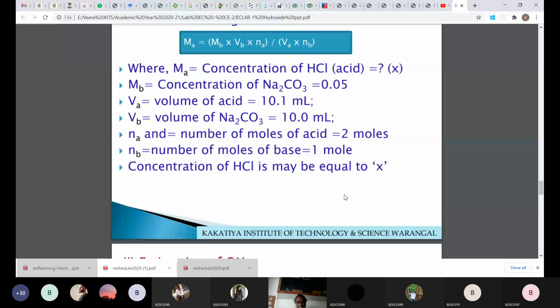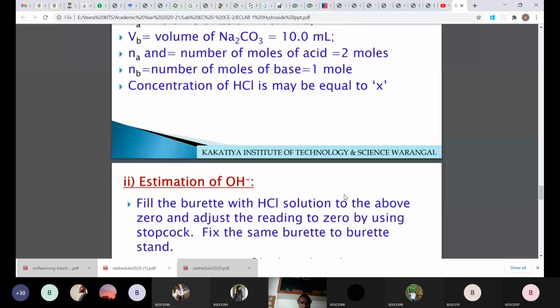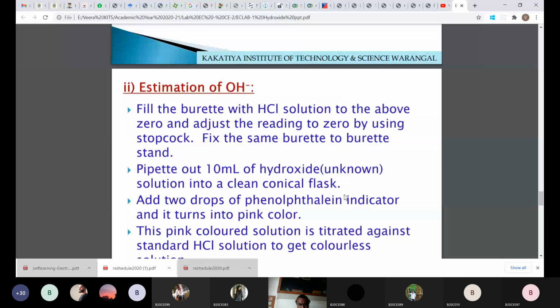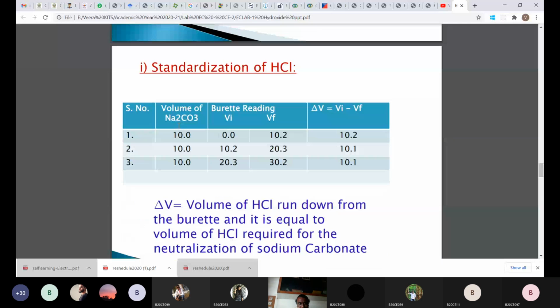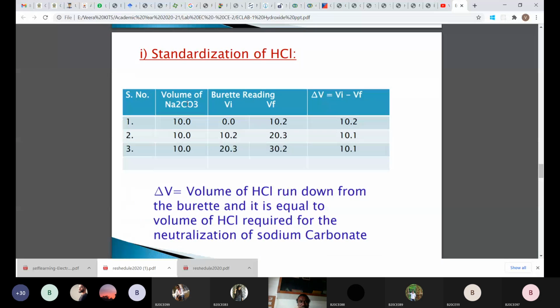Okay, the next step is the estimation of OH minus, I mean hydroxide, present in the test sample. So whatever you have done here, the same titration we will repeat, but we don't need sodium carbonate. Instead of sodium carbonate, we will use the test solution which contains hydroxyl.